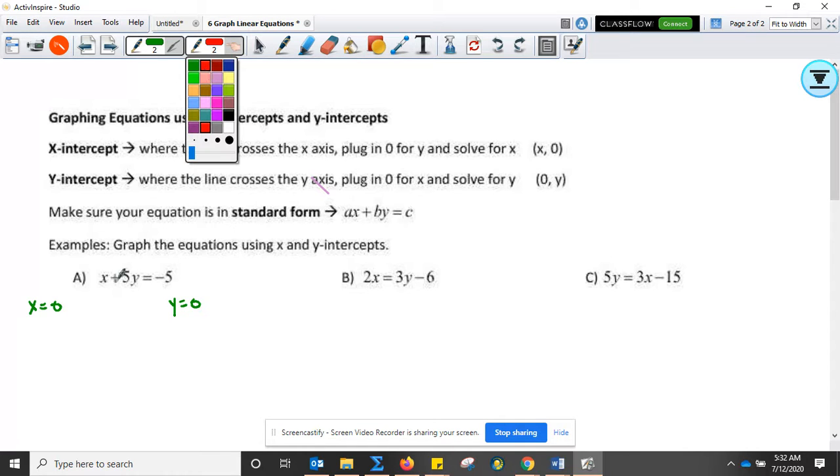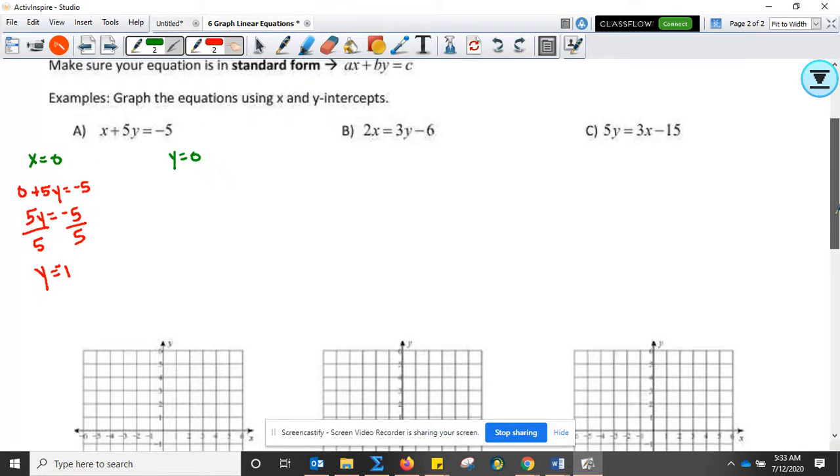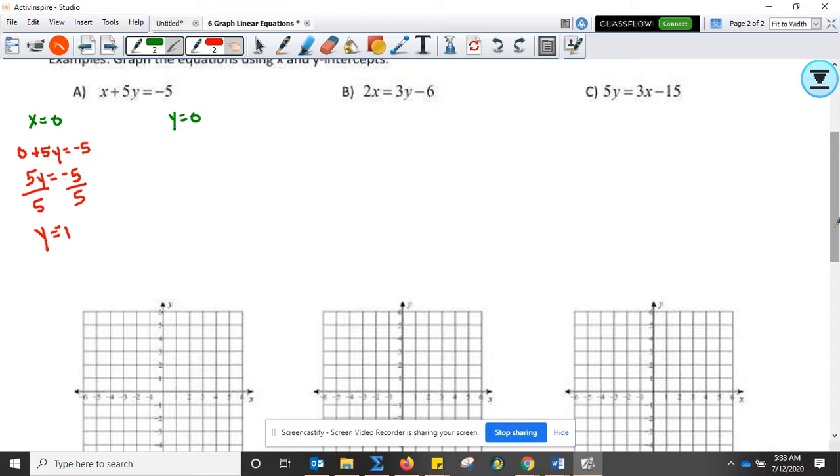Okay, so for x equals 0, I get 0 plus 5y equals negative 5. 5y equals negative 5. Divide by 5, and y equals negative 1. Oh, I didn't put my negative there, did I? Nope. I'm going to move this down so it'll be easier to see. So my ordered pair right here would be 0, comma, negative 1. So I'm going to plot 0, negative 1.